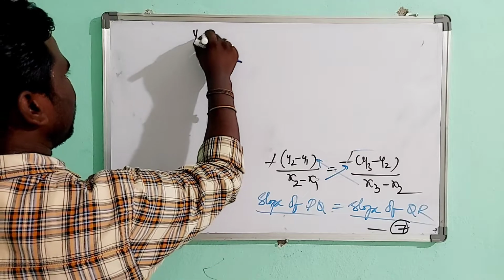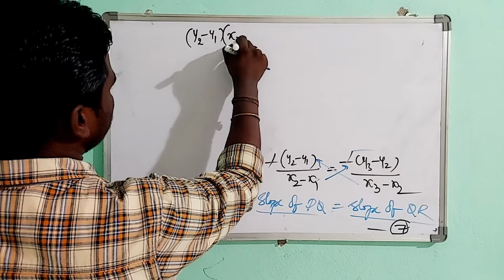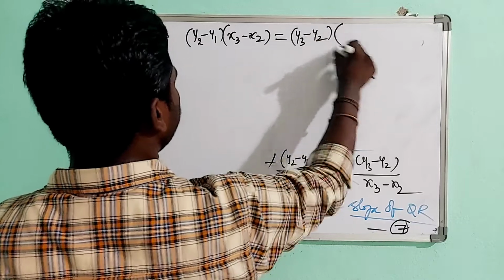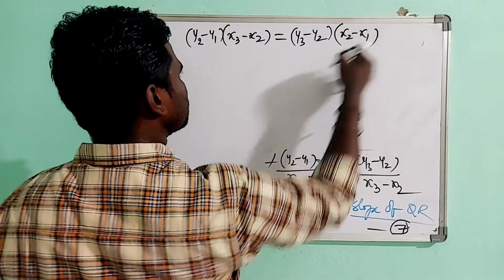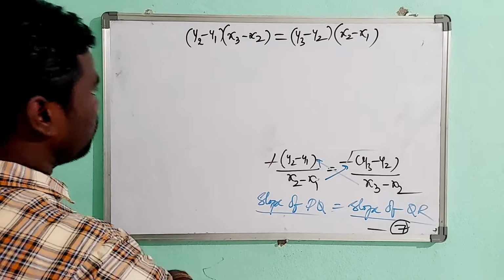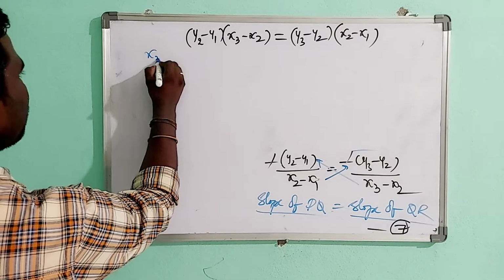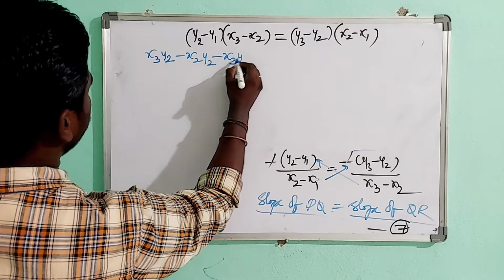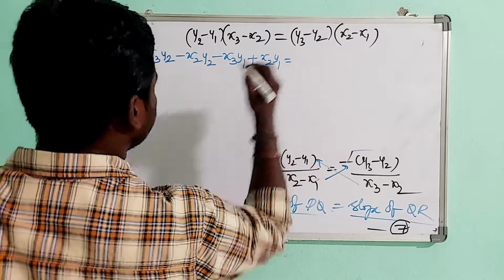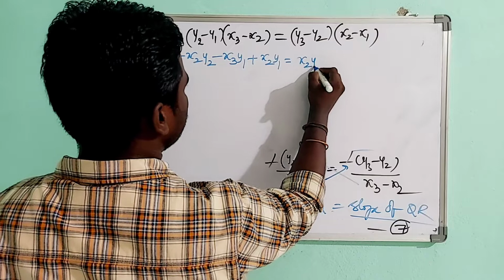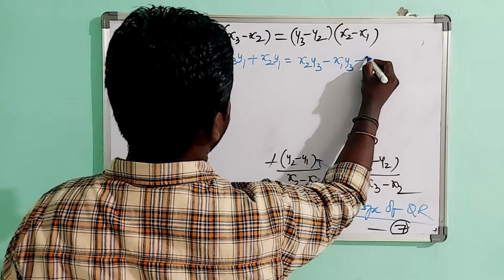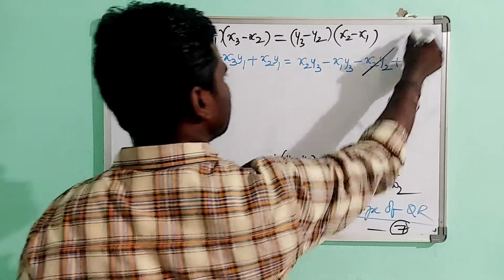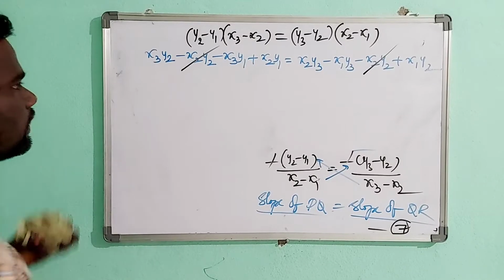That should be y2 minus y1 times x3 minus x2 equals y3 minus y2 into x2 minus x1. Now we will do the multiplication straight away: y2 x3, which can be written as x3 y2, minus x2 y2 minus x3 y1 plus x2 y1 should equal, see here, x2 y3 minus x1 y3 minus x2 y2 plus x1 y2. Now what are the same terms here? x2 y2 and x2 y2 both get cancelled.